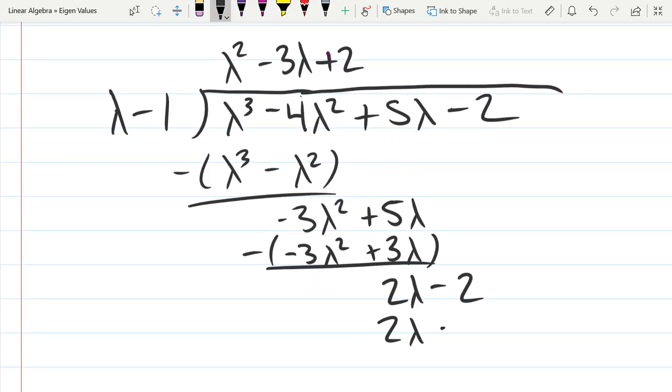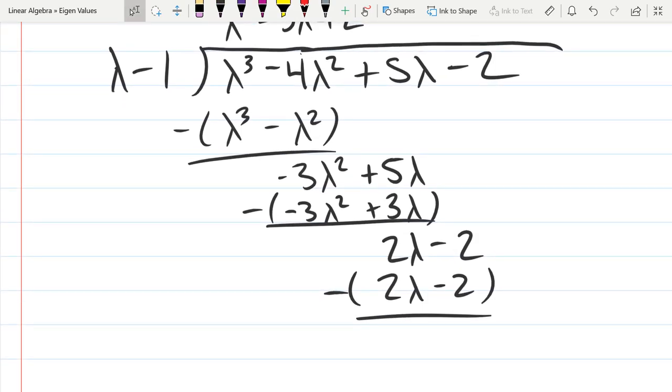So 2 lambda minus 2, subtract. Right here, we should be getting 0 because we divided by a factor, so we should have no remainder. So 2 lambda minus 2 lambda is 0, negative 2 plus 2 is 0. So that last term you do should come out to be 0, meaning no remainder.